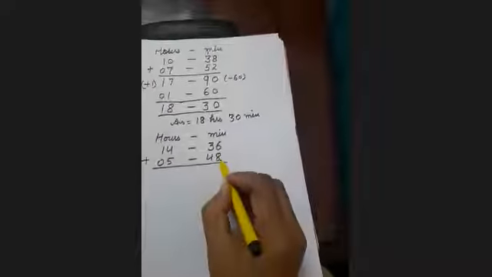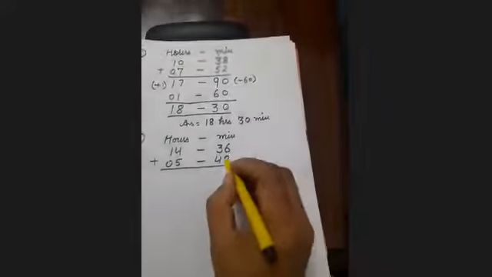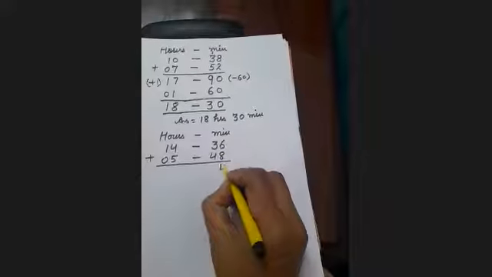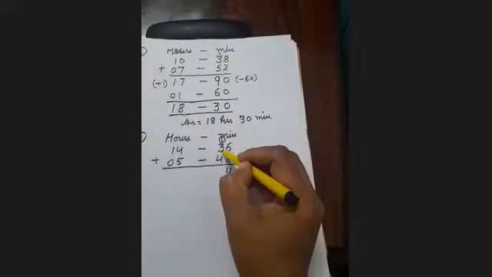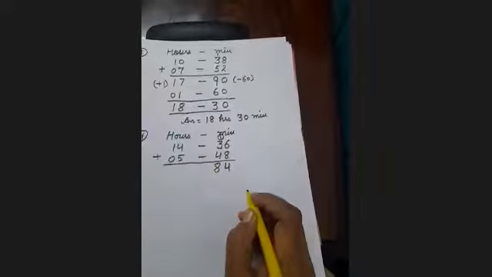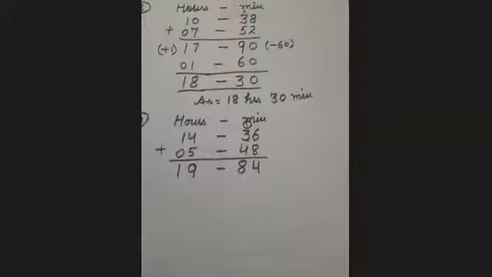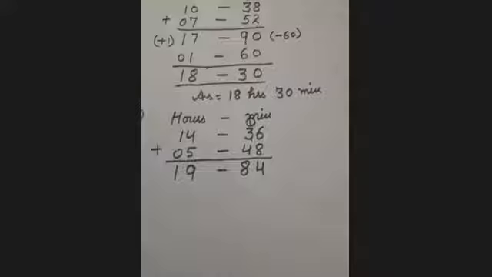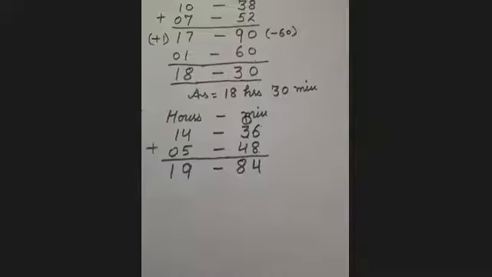First, we'll add minutes. 6 plus 8 is 14. So put here 4 and carry 1. Now, students, 1 plus 3, 4. And 4 plus 4 is 8. Now add hours. 14 plus 5 is 19. When we add 14 hours, 36 minutes to 5 hours and 48 minutes, we get 19 hours and 84 minutes.